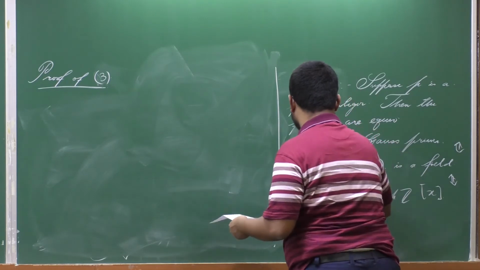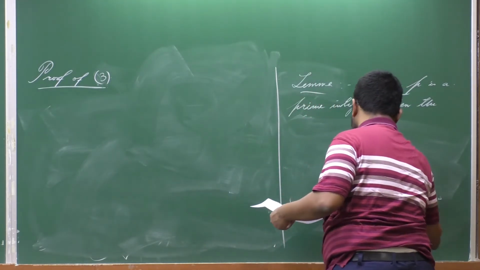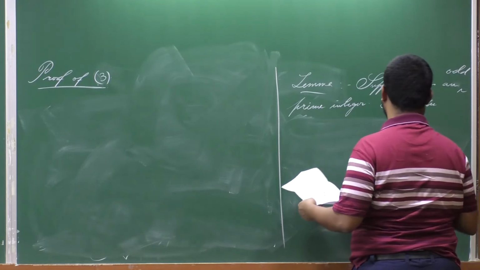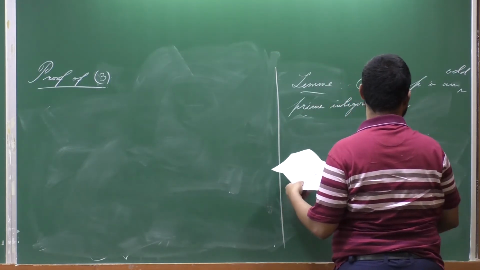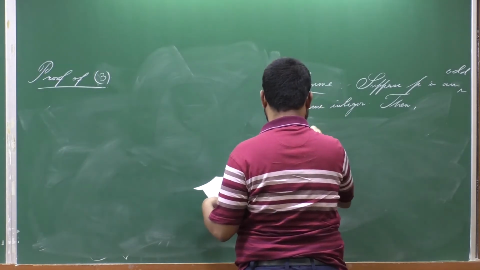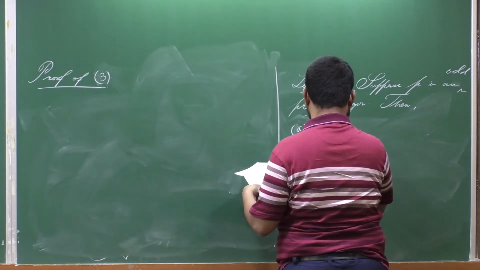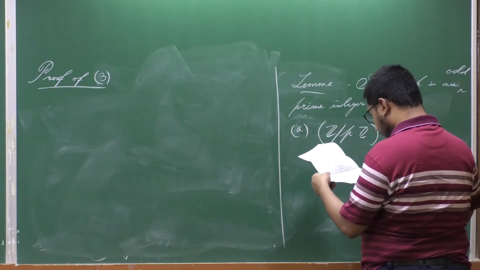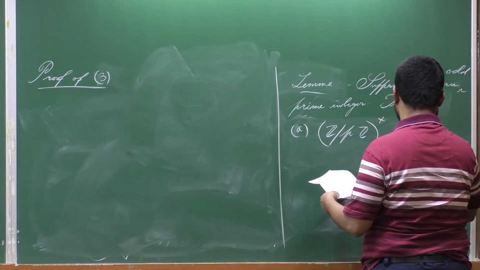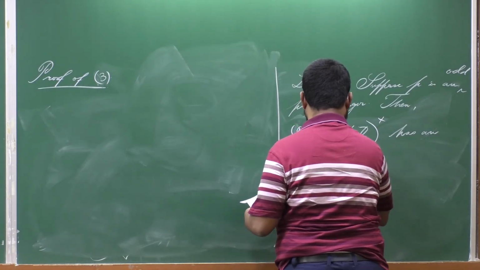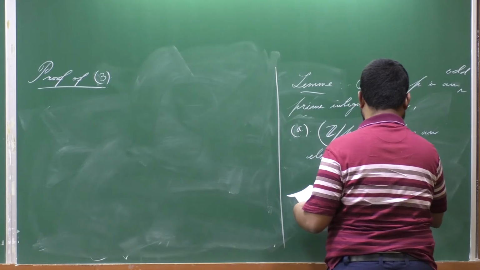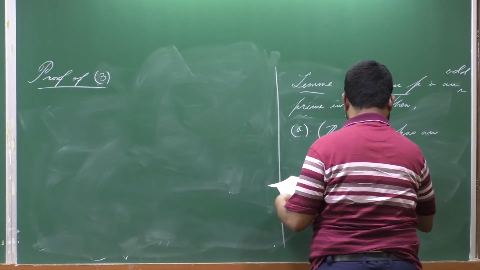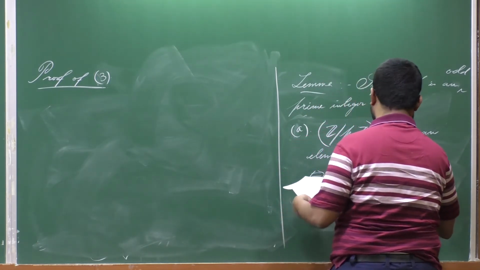Suppose that, okay. So this new lemma says: if P is an odd prime integer, then the multiplicative group of the field Z modulo PZ has an element of order 4 if and only if P is congruent to 1 modulo 4. I should leave the proof of the lemma to you as an exercise, because it is very elementary. Okay, why is this true?